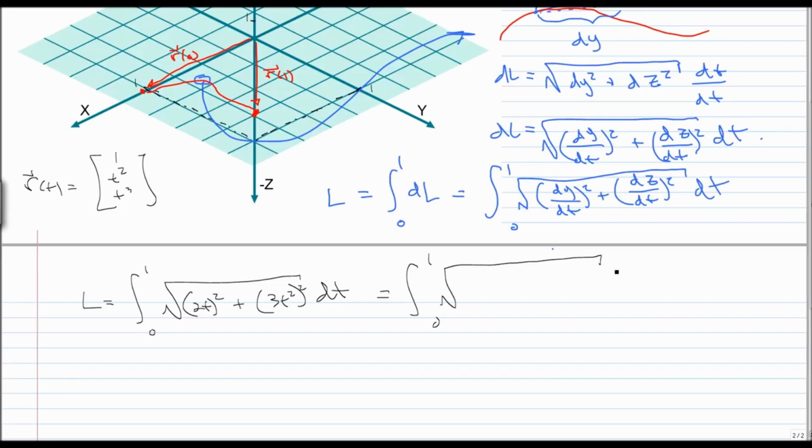Okay, so then we'll just work out this standard integral. So we'll have 4t squared plus 9t to the power of 4. Alright, we can factor out a t squared there. So we'll have 4 plus 9t squared all multiplied by t squared. But since it's the square root of that, the square root of t squared will end up being t outside of the radical here, like this.